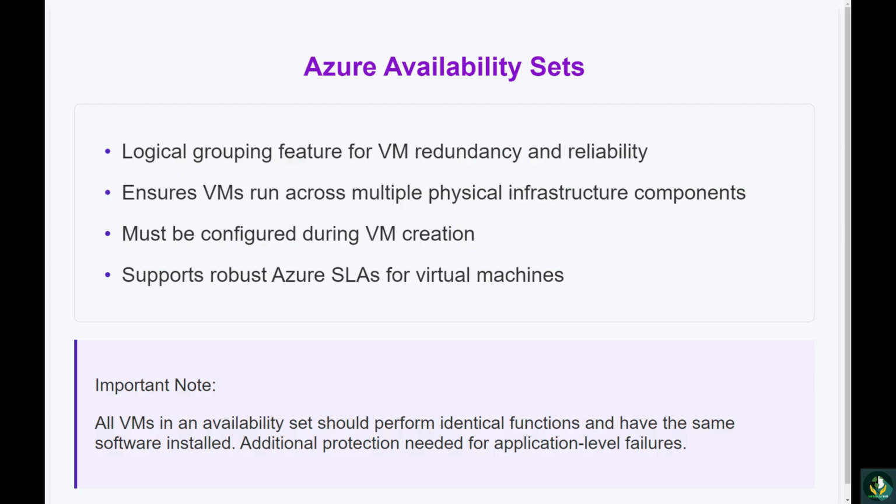However, there's an important caveat to keep in mind. Availability sets protect against infrastructure-level failures, but they don't provide comprehensive protection against all types of failures. They won't shield your applications from operating system crashes or application-specific issues. For complete protection, you need to implement additional disaster recovery and backups.